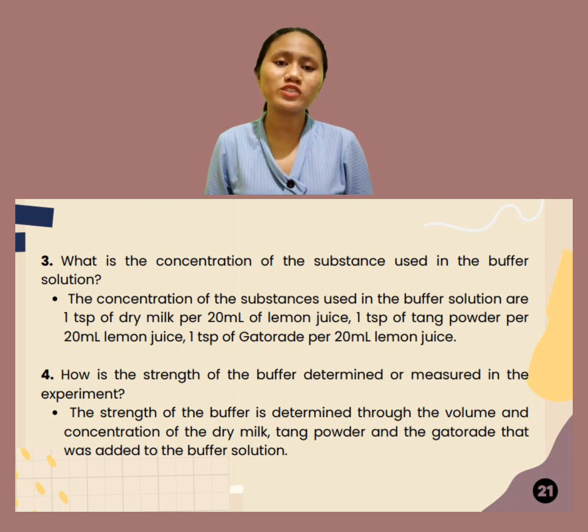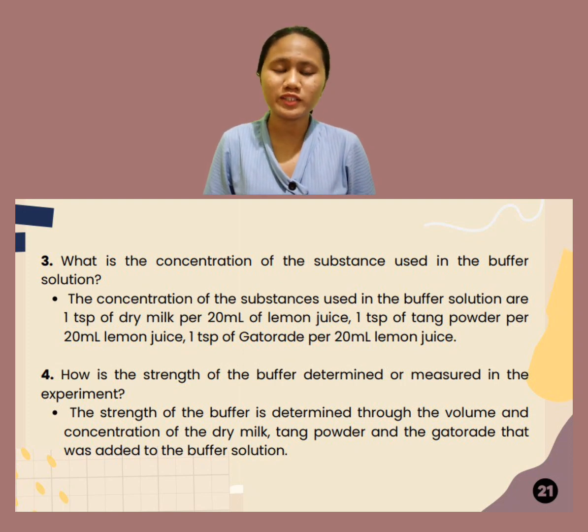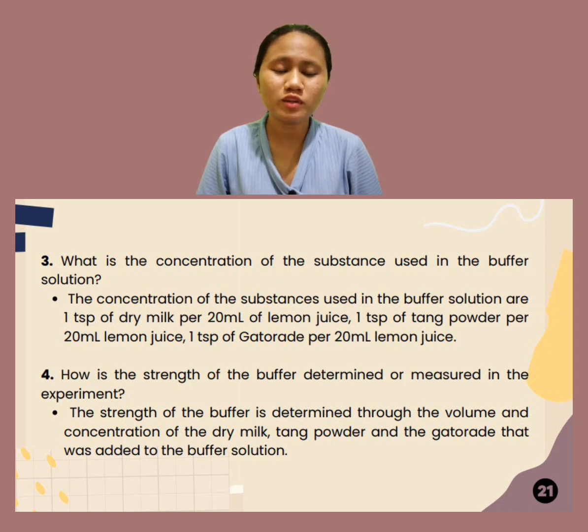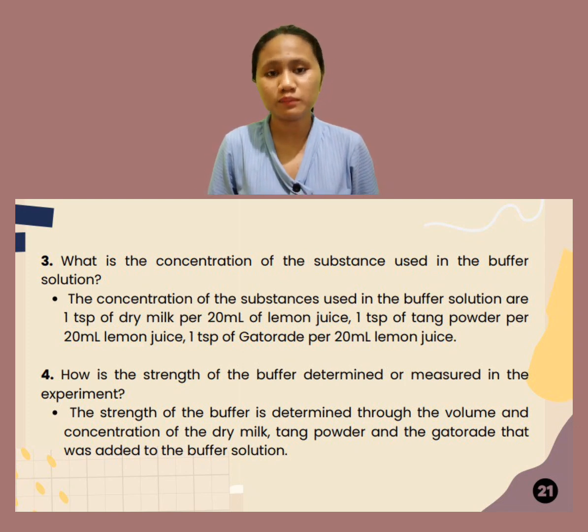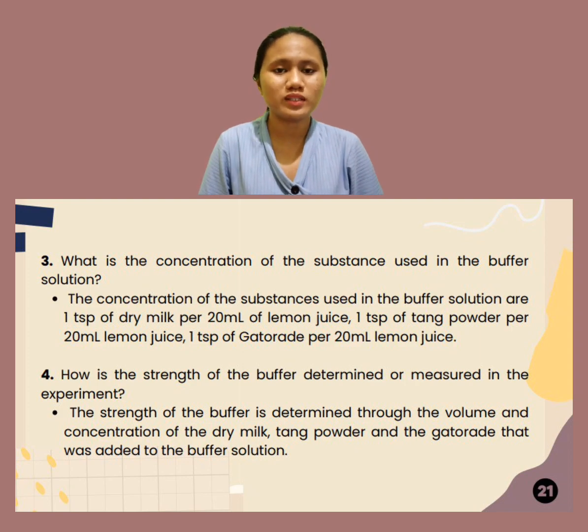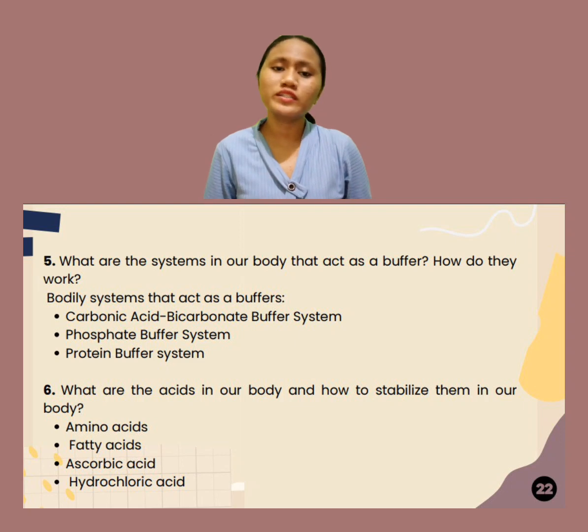Next, how is the strength of the buffer determined or measured in the experiment? So the strength of the buffer is determined through the volume and concentration of the dry milk, tongue powder, and Gatorade that was added to the buffer solution. For number 5, what are the systems in our body that act as a buffer and how do they work? So there are systems in our body that act as a buffer.